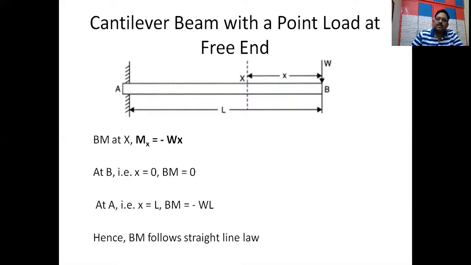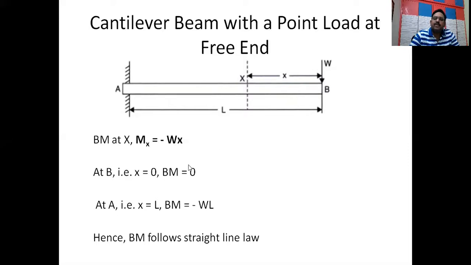So hence, what does it mean? It follows the straight line law. Straight line law means y equals mx plus c. So that means it is a straight line. It depends on x. Here the parameter is x. If x is more, then the bending moment will be more.